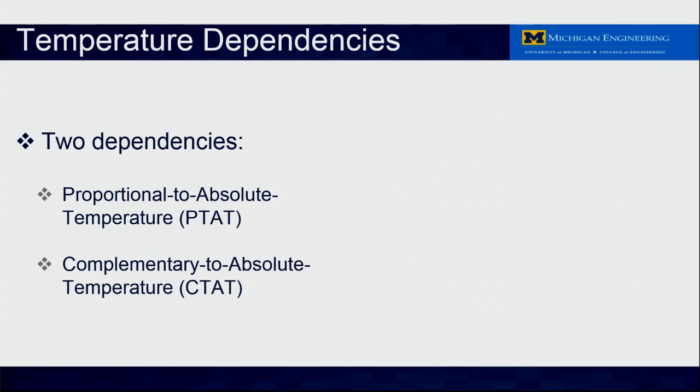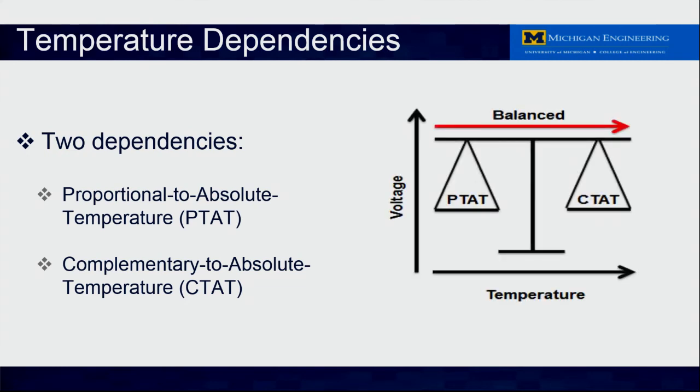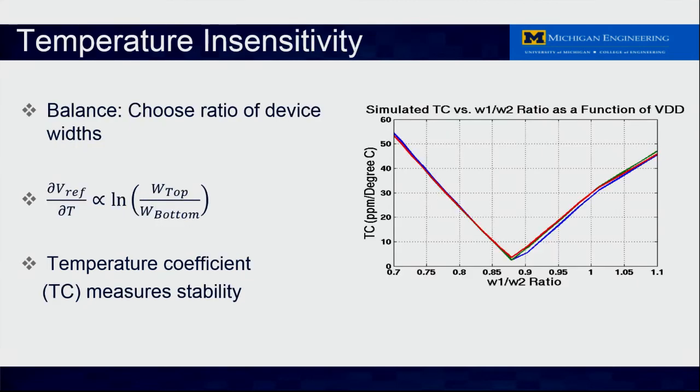Now, for some designs, having a CTAT or a PTAT dependence is desirable. But for our case, we would like a more consistent output voltage. So for a well-designed voltage reference, the output voltage will remain constant as the temperature is varied. So let's consider the factors that will allow us to achieve such a balanced output voltage.